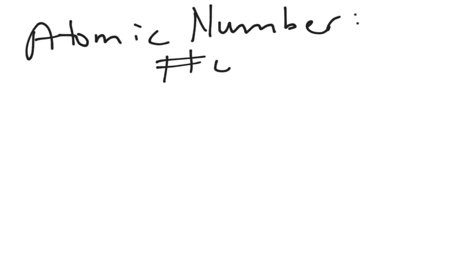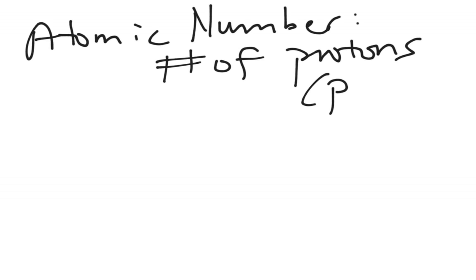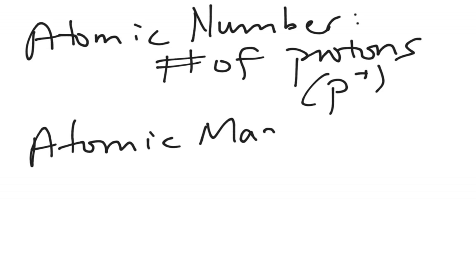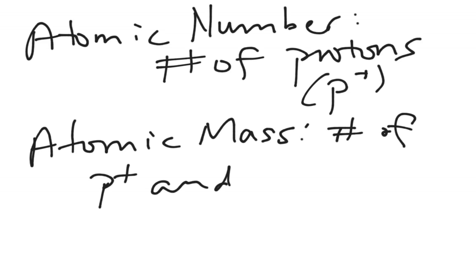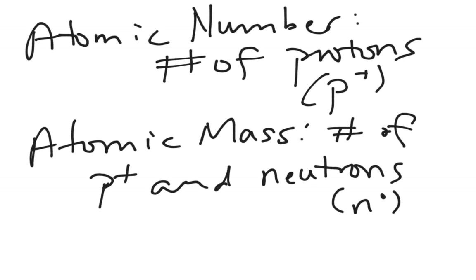Atomic number, which is the number of protons, which can also be written as P+. Okay, and the second one is atomic mass, which is the number of protons and neutrons added. And neutrons can be abbreviated as N0.